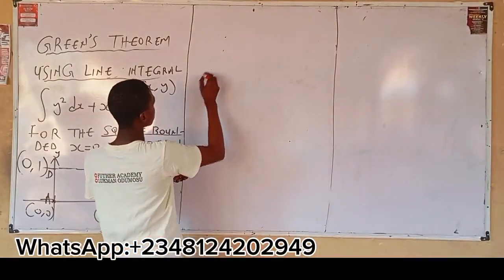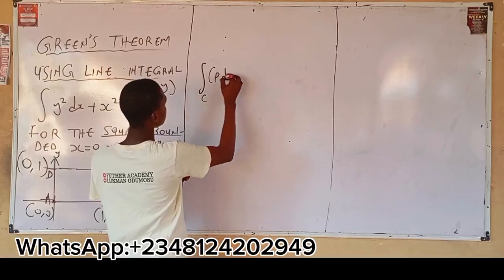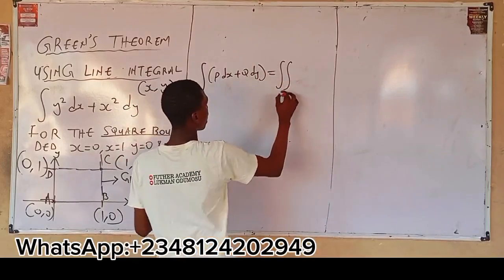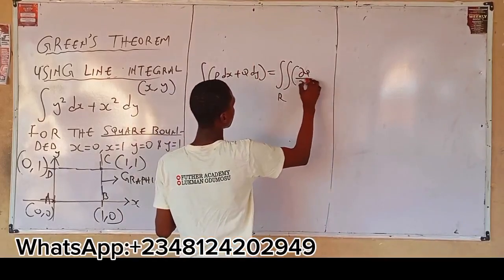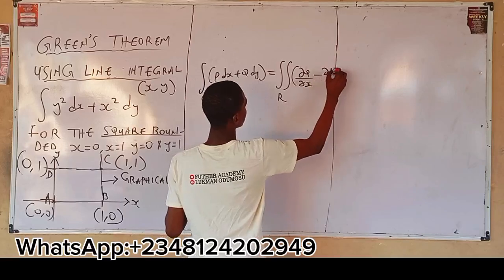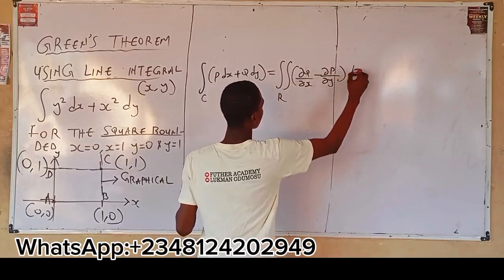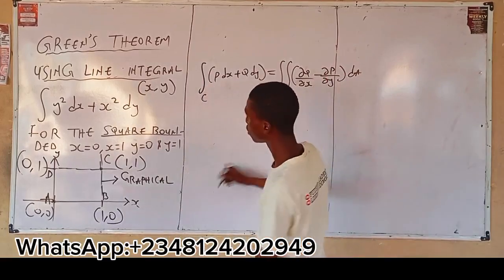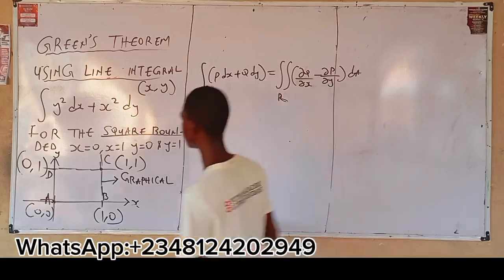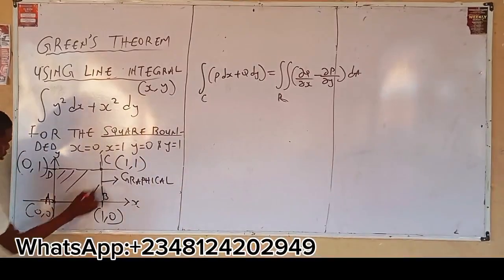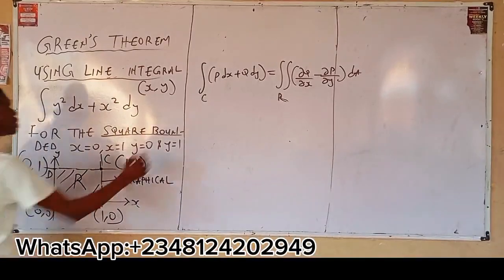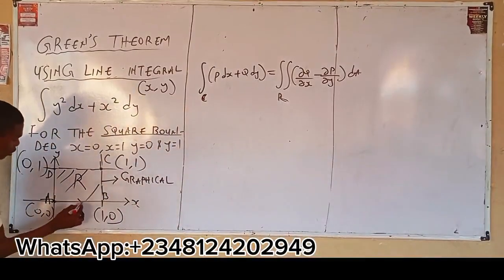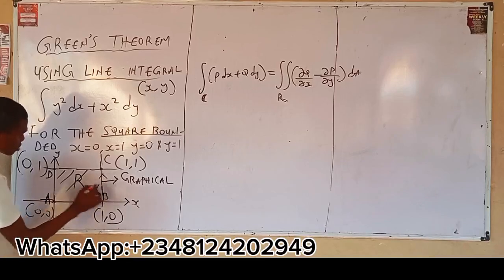Mathematically I have this theorem as what? Integral over C of P dx plus Q dy equals the double integral over R of the partial derivative of Q with respect to x minus the partial derivative of P with respect to y, multiplied by dA. So now I'm saying that this region that you are seeing is the R. Then this C is the curve, which is this square curve bounding this R. That's what this theorem is stating basically.